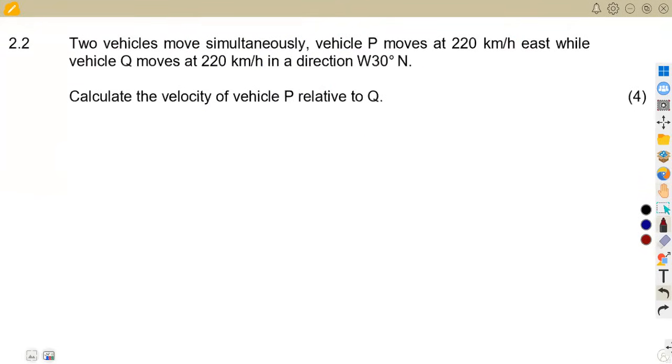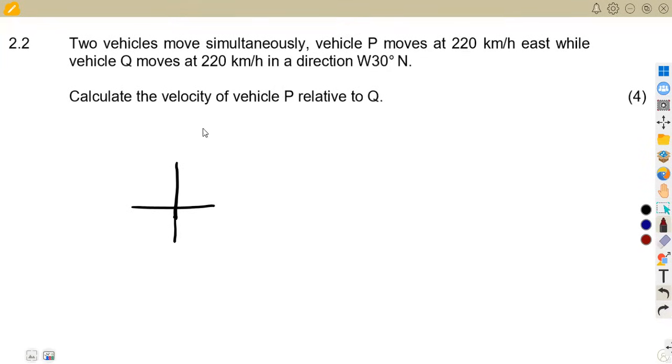Let us consider another question. This is August 2018, where we are given two vehicles moving simultaneously. Vehicle P moves at 220 east, while vehicle Q moves 220 kilometers in the direction of west 30 degrees to the north. So these two vehicles, like I said, I'll take this one in a quicker way.